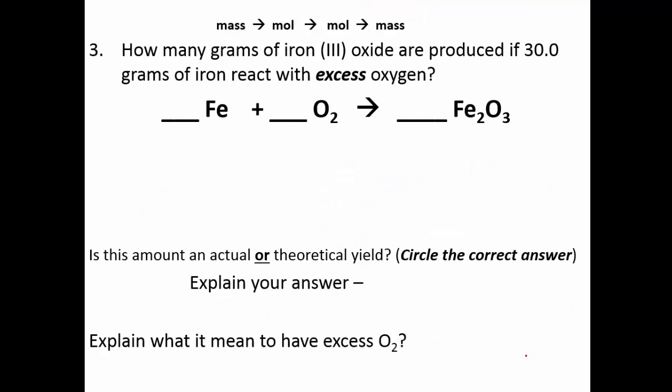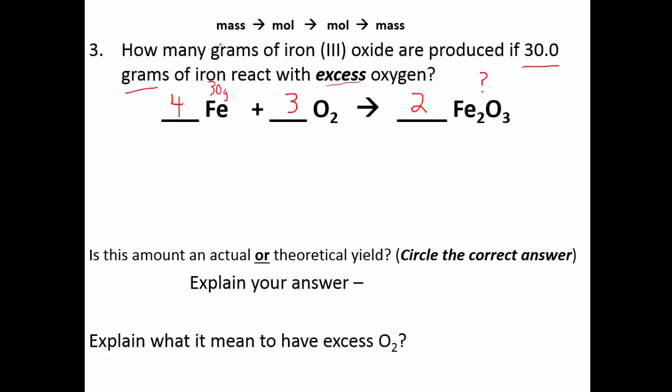Question 3. How many grams of iron 3 oxide are produced if 30 grams of iron react with excess oxygen? So right now we know we have 30 grams of iron and we have excess oxygen, so we have more than enough. The question is, how much iron oxide are we actually going to make from this reaction? So our first step, to start with a balanced chemical equation, getting our oxygens balanced first. 6 oxygens, 6 oxygens, 4 to get our irons balanced, 4 of each irons.